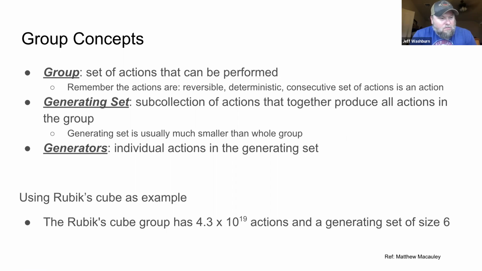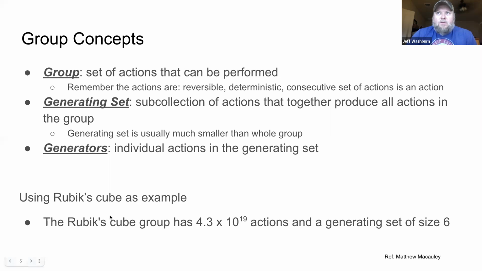Again, on the Rubik's Cube, there are so many combinations and actions that can be taken, an infinite number. But if you look at the distinct set, again, there are 4.3 times 10 to the 19 actions on a generating set of size 6.